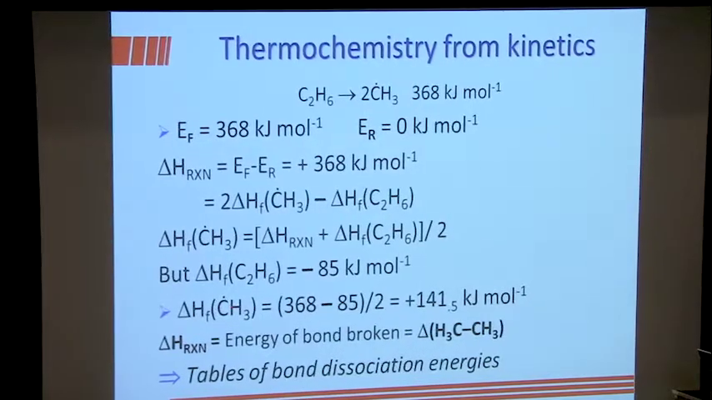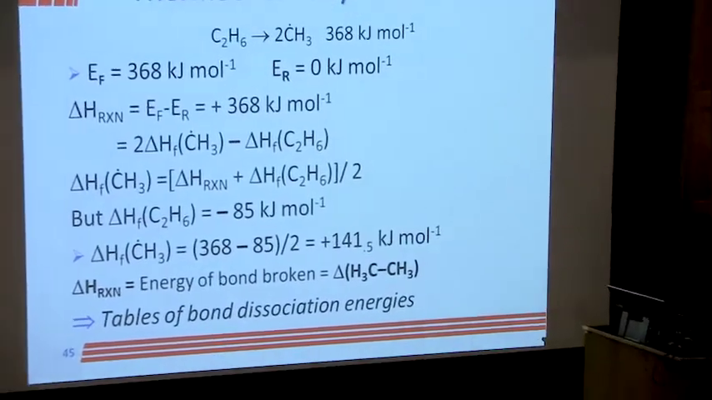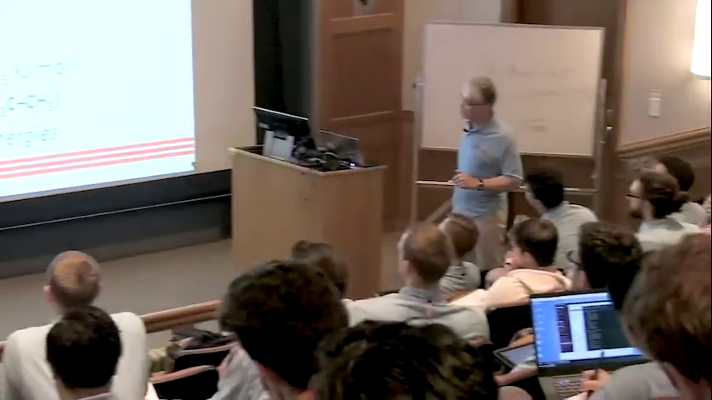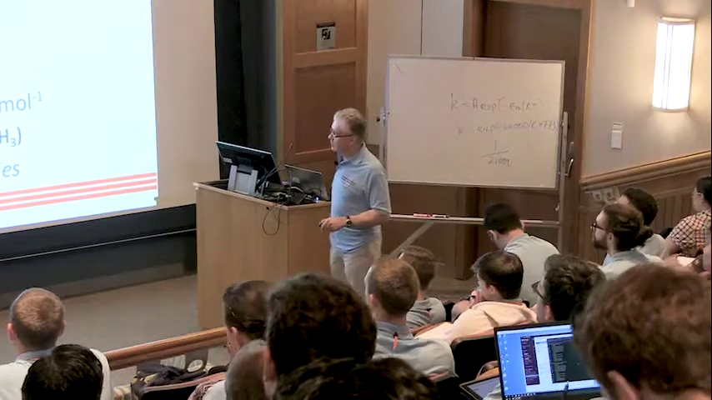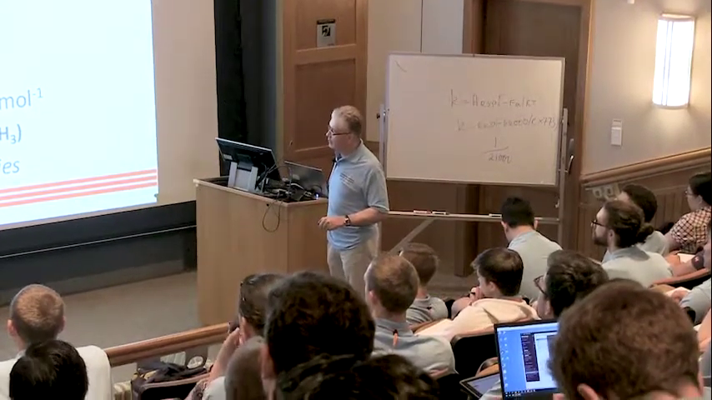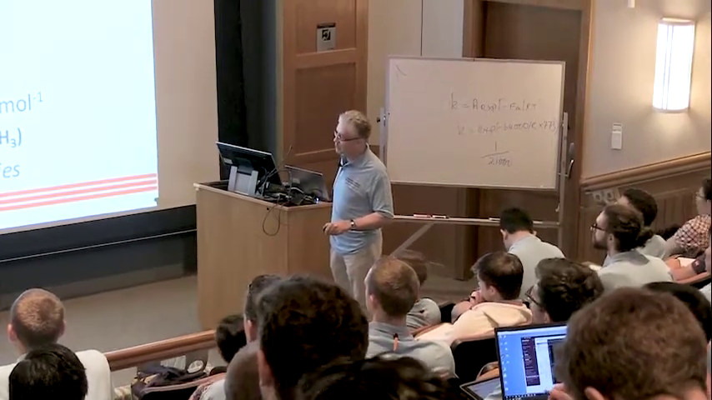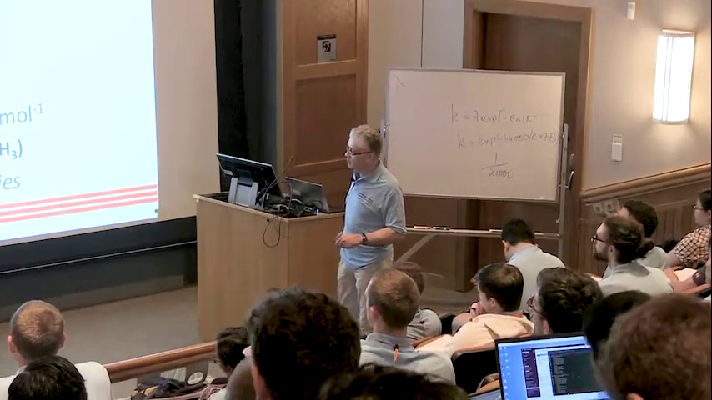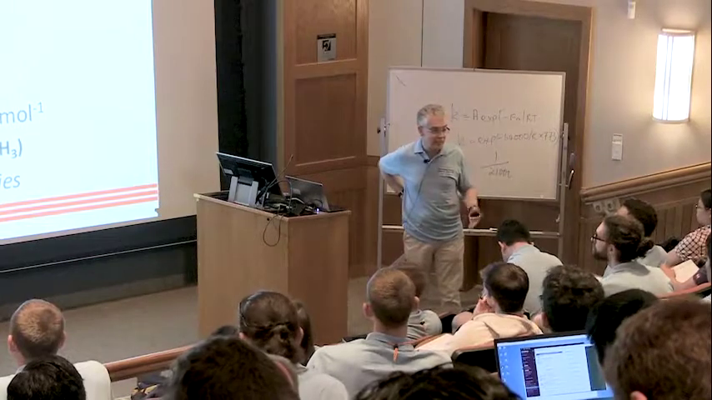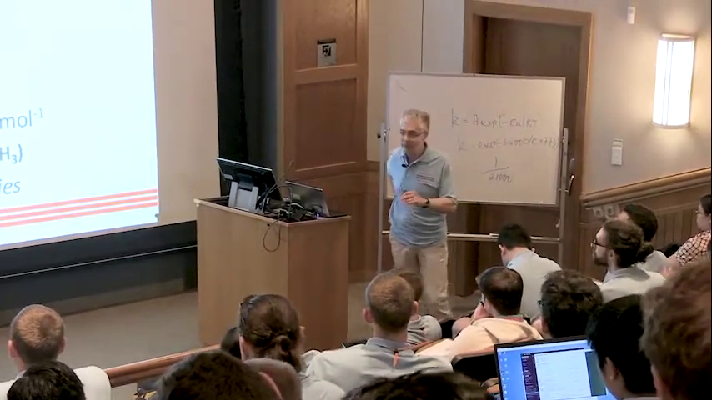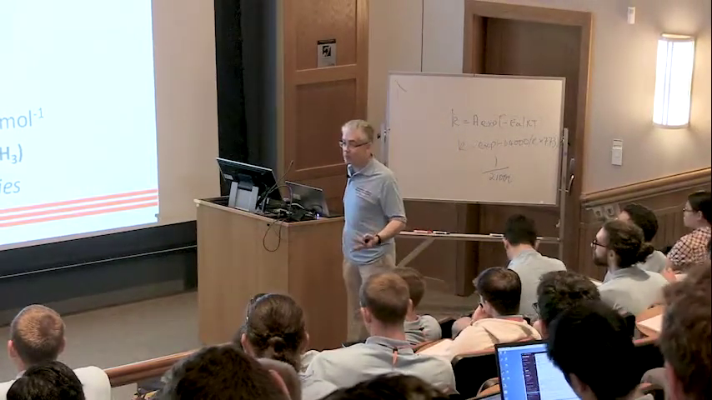So the heat of formation of a methyl radical is 368 minus 85 divided by 2, which is 141.5 kilojoules per mole. Okay? And remember, again, that's the BDE. The delta H of the reaction here is the BDE. It's the energy of the bond breaking. So in this way, we can also get tables of bond dissociation energies, if we can measure the heats of reaction of these types of reactions.